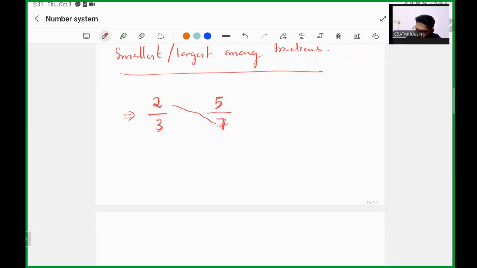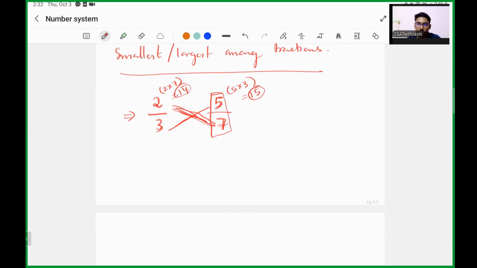Now you do the cross multiplication. So here you have to write 2 into 7, and here you have to write 5 into 3. So 2 into 7 is 14 and 5 into 3 is 15. Now you know 15 is greater than 14, right? So then 5 by 7 will be the greatest fraction. So 5 by 7 will be greater than 2 by 3. In this way you can do. This is one method. I'll show you two methods.